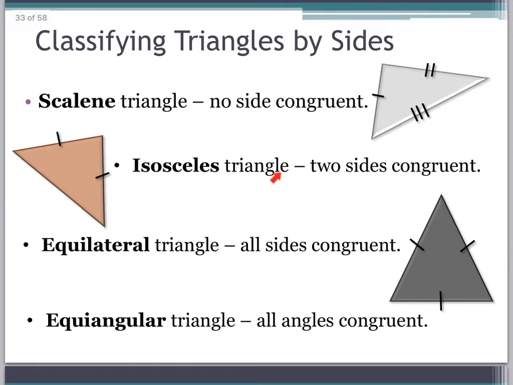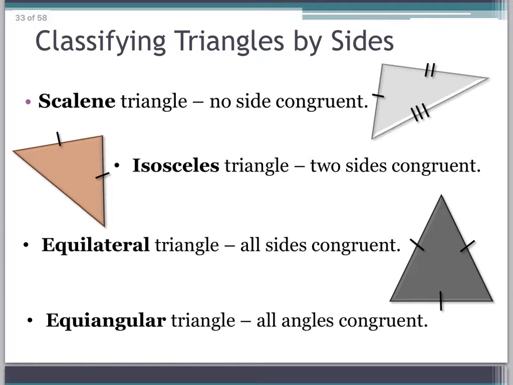Isosceles has exactly 2 congruent sides. 1, 2. The third one doesn't match up. Isosceles. Say it with me. Isosceles. Okay, the third one here, that when we're going by sides, is equilateral. Say it with me. Equilateral. Equilateral. All sides are congruent. Notice the hash marks here.